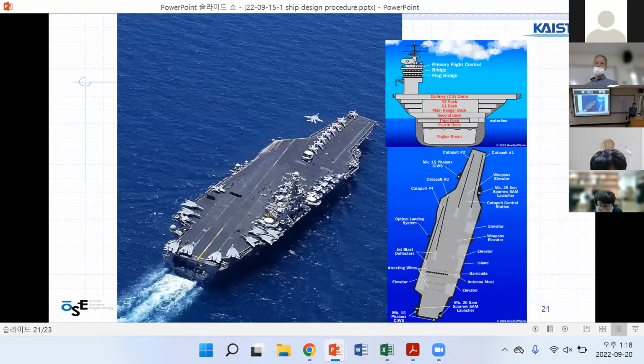This is the aircraft carrier. You will see that this is a floating airport, and airplanes are stored in here. So there is an elevator for lifting them. Where is it? Somewhere here. Lifting up and lifting down and storing.